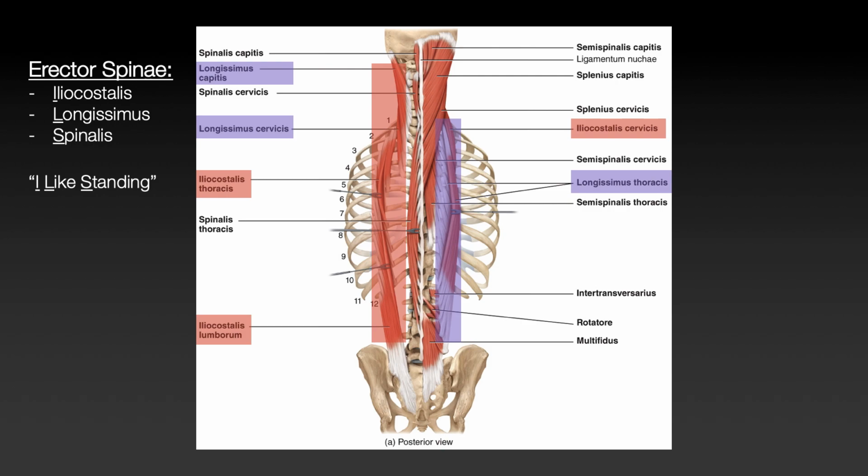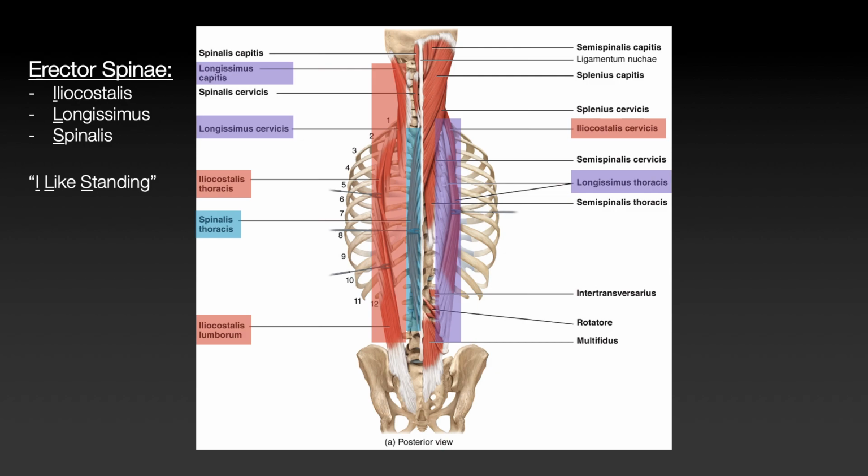Very similar series of actions, right? It would pull the ribs above it back on top to help keep you standing and vertical. I like standing. Spinalis is in the middle. It's closest to the midline, and these are a lot smaller. The muscle fibers are generally a bit finer. They bridge a few spinous processes from inferior to superior vertebrae.